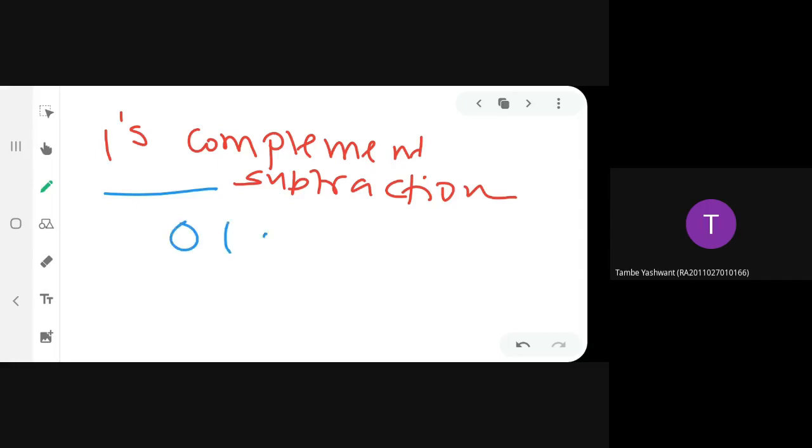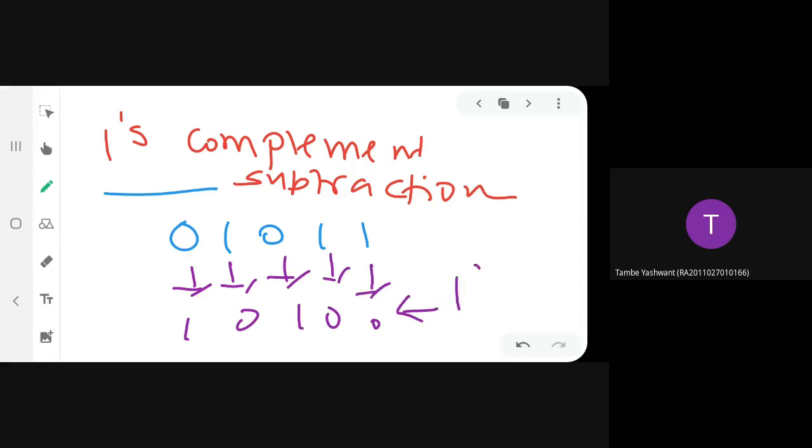Suppose the number is 01011, so what is the ones complement of it? You need to change this to 1 and this to 0, then this to 1, and 0 and 0. So this is called your ones complement. Then what is the twos complement? Add 1 to LSB. So the ones complement should be added with 1. Okay. So we add it.